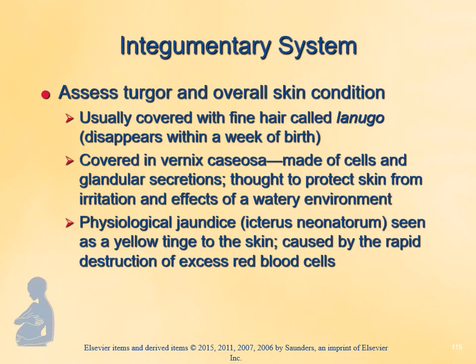For the integumentary system, some babies are born with what's called lanugo, which is just this very fine hair that can be found maybe on the shoulders or the upper back. It usually disappears within a week of birth. And usually the more premature a baby is, the more lanugo you're going to see.